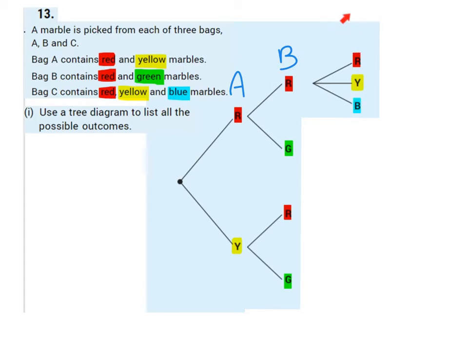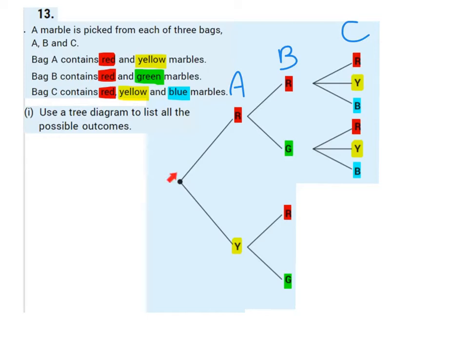So I'm going to draw C over here. So if we chose a red marble from bag A and a red marble from bag B, then for bag C we would have 3 possible outcomes, so red, yellow or blue. But what if we had chosen a red marble from bag A and a green marble from bag B? Well, then for bag C, we would have 3 possible outcomes, red, yellow, blue. So we draw 3 more branches. So we have 3 branches coming out of G, which stands for green, and they are red, yellow or blue.